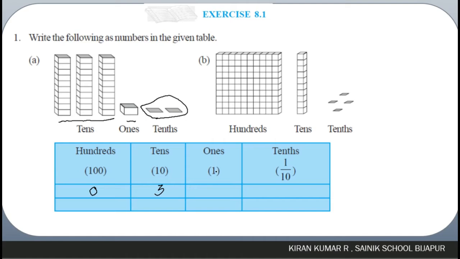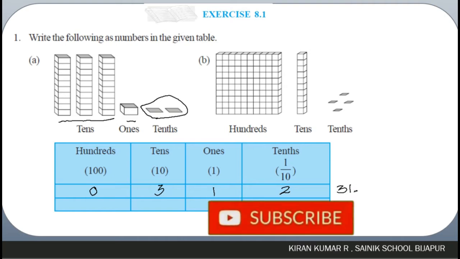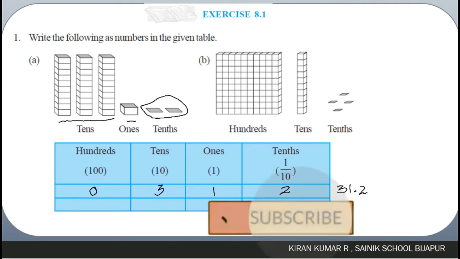Here, when you observe, there are three tens. How many ones are there? Here, there is only one ones. How many tenths are there? There are two tenths. So this number will be 31.2.